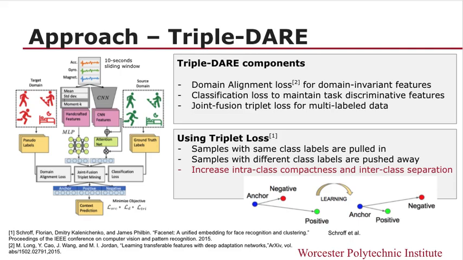So TripleDARE has three major components: domain alignment loss for learning domain-invariant features, classification loss to maintain task-discriminative features, and a joint fusion triplet loss designed to work with multi-labeled data. The triplet loss essentially helps capture embeddings with better intraclass compactness and interclass separation, which eventually improves context classification by pulling in examples labeled similarly and pushing away samples with different labels.